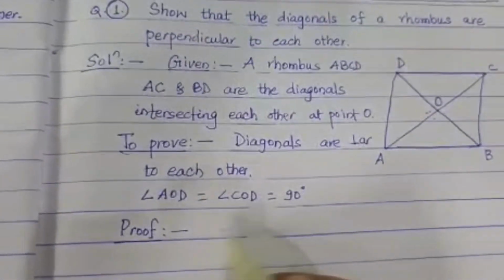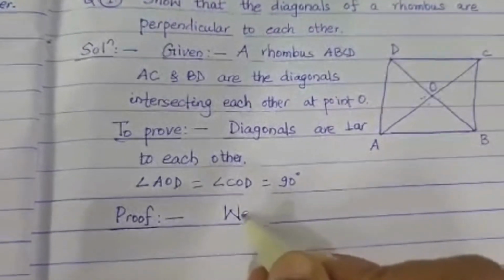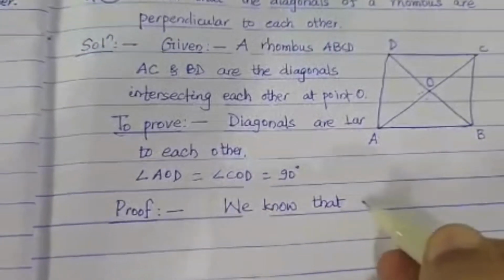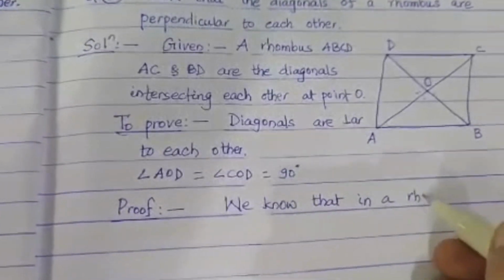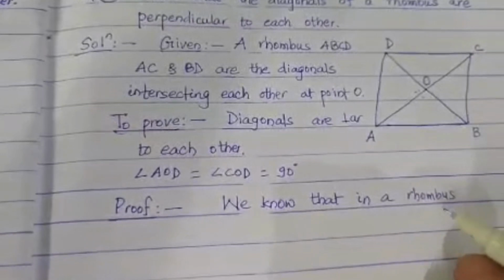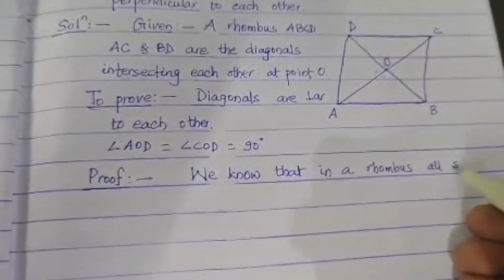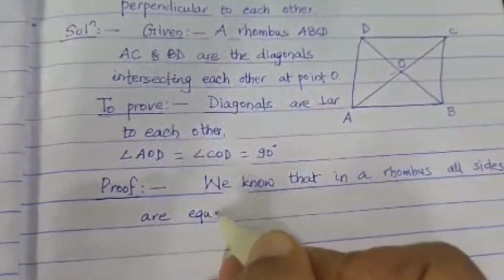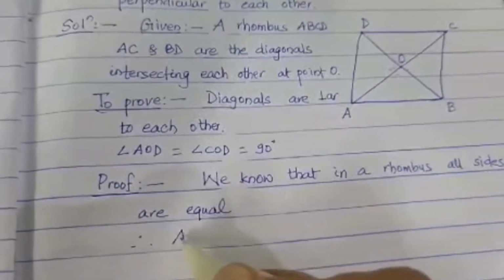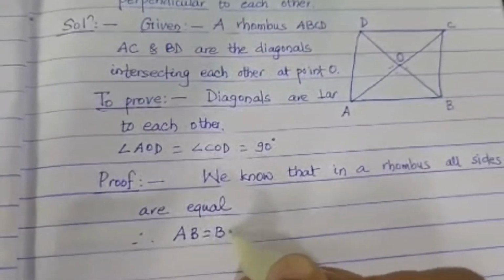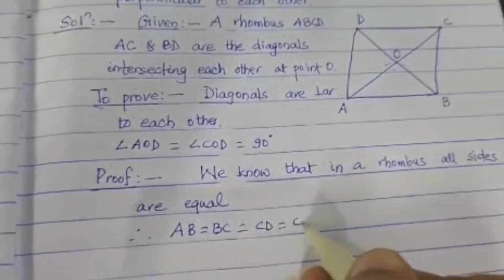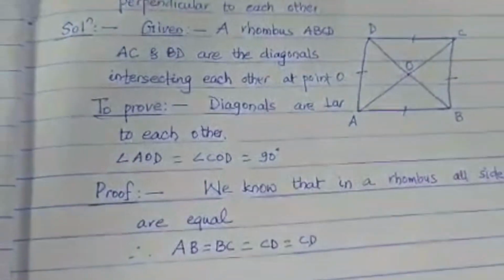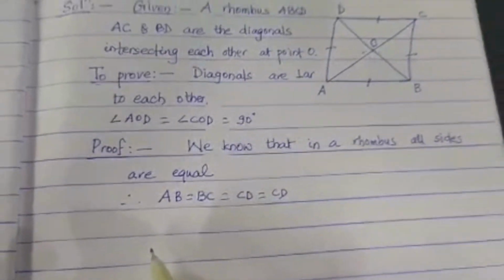So first of all, we know that in a rhombus, all sides are equal. This is the property of a rhombus. Therefore AB is equal to BC is equal to CD is equal to DA, meaning all these sides are equal.